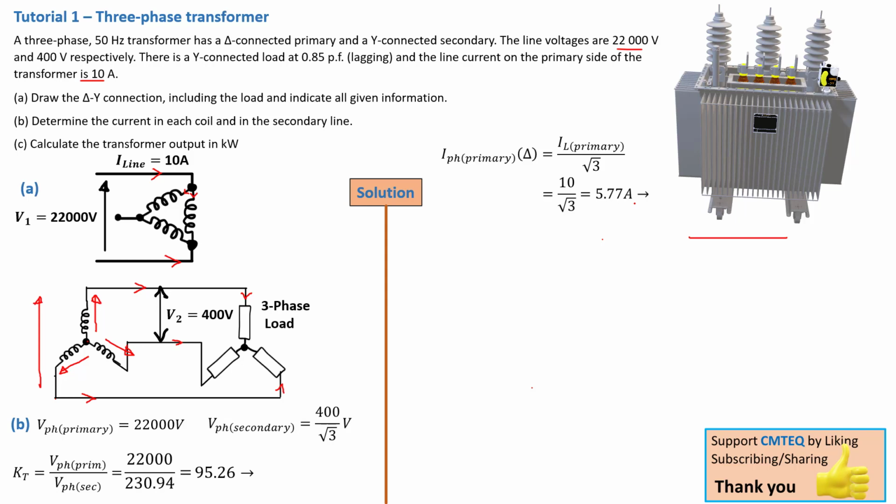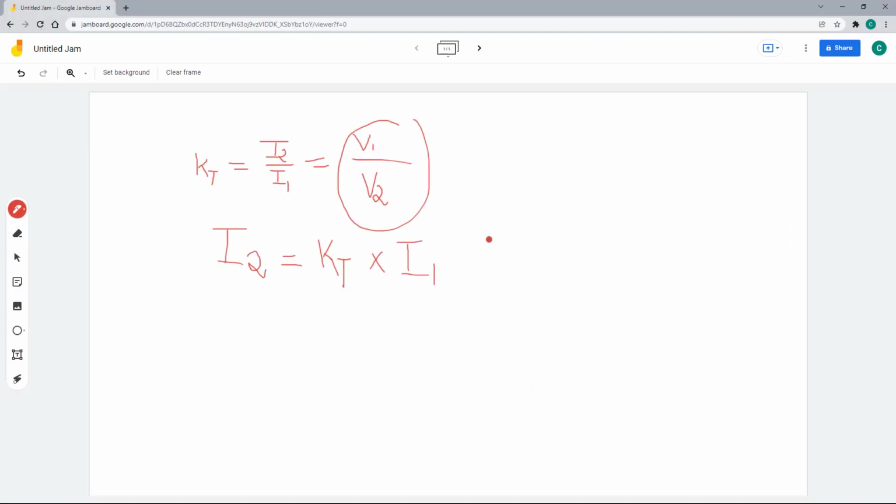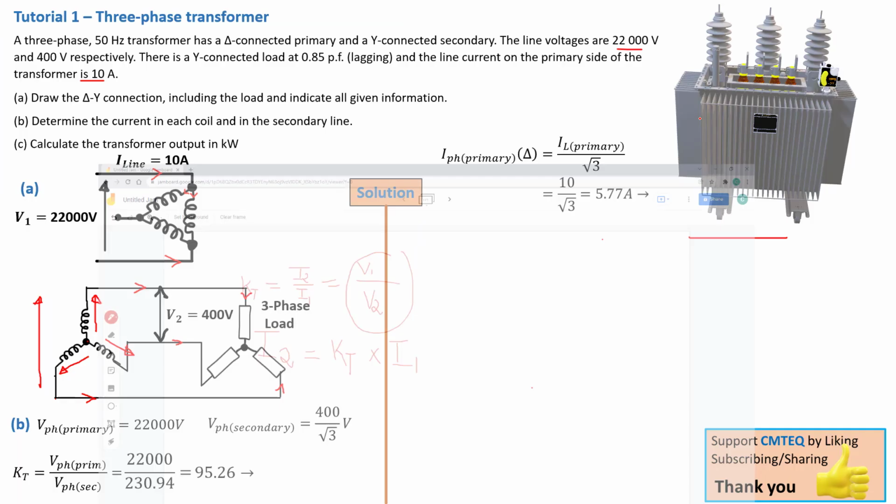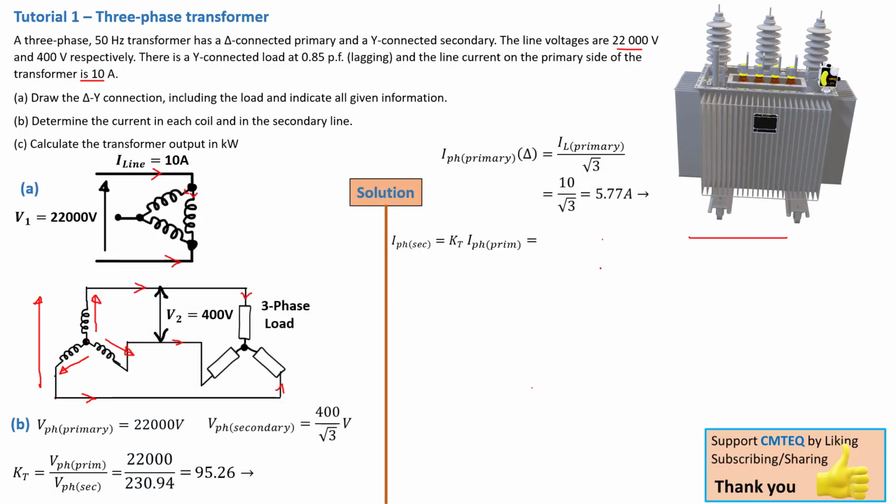Okay? And we then going to use this value of 5.77 amps in the formula that we just demonstrated in this window here. Instead of using the 10 amps, because remember we are calculating the phase current, not the line current. So that gives us I phase for the secondary is KT times the I phase for the primary. Okay? And that gives us KT times the phase current, and that gives us a secondary phase current of 550 amps. That is a secondary phase current.